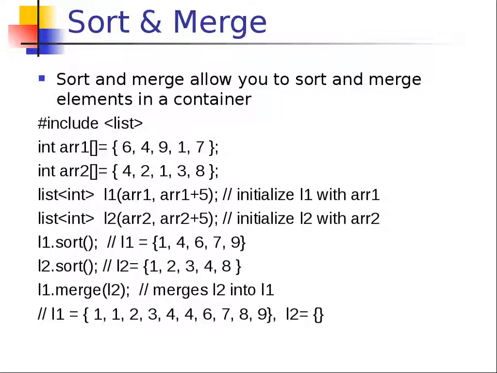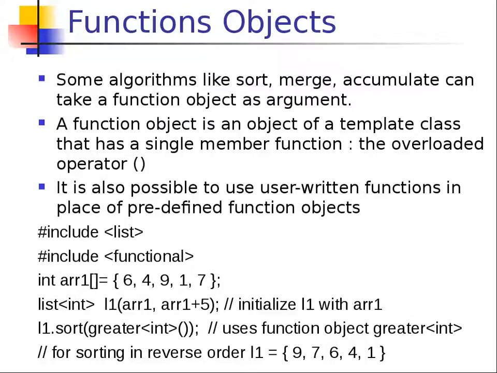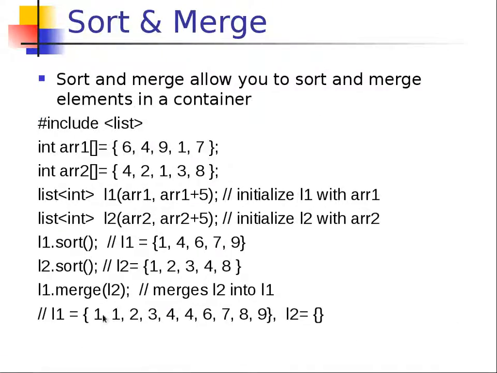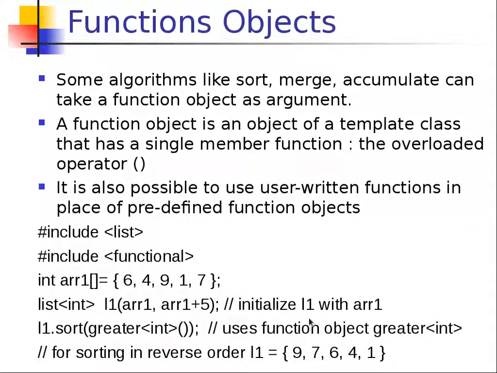All right. And then merge would actually merge two lists together. Note that L1 would contain everything, and then L2 would be emptied. So some algorithms can take an argument. For example, if you wanted to create your own function on how to order things, for example, you have your own object, you could write your own function about how you compare those two objects to give it a certain ordering, and then you can pass that to sort, and it will actually sort them for you.